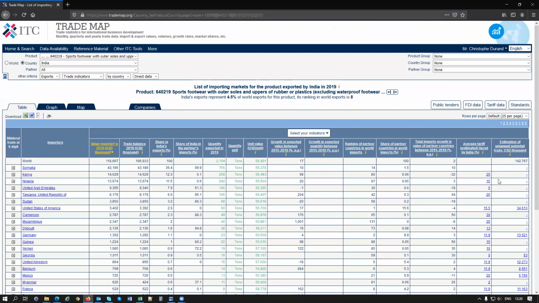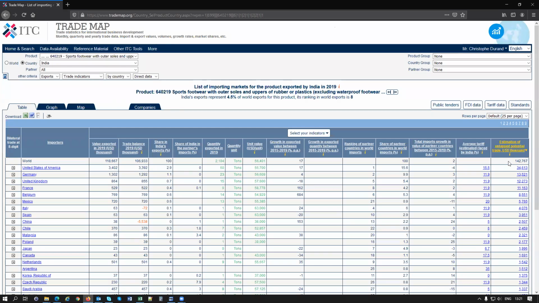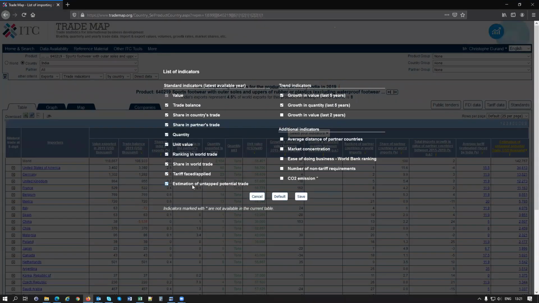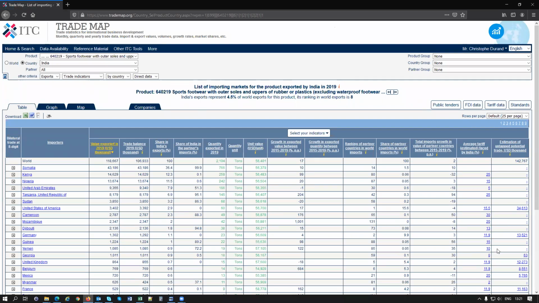And what I did before, to have a better overview of where my potential is, I sorted by clicking on the column header. But this indicator may not be displayed by default. So in case you don't have it, you can go to select your indicators and make sure that the estimation of the untapped potential trade is ticked. If it's not ticked, make sure you tick it, make sure you save, and that displays the column.